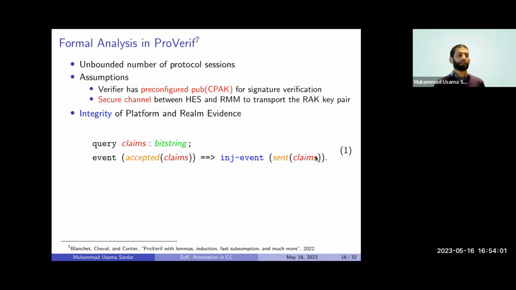And the second thing is the injectivity here. The injective event in ProVerif basically means that there is a one-to-one correspondence, meaning that it also checks the freshness, that the claims are freshly generated by using that nonce.